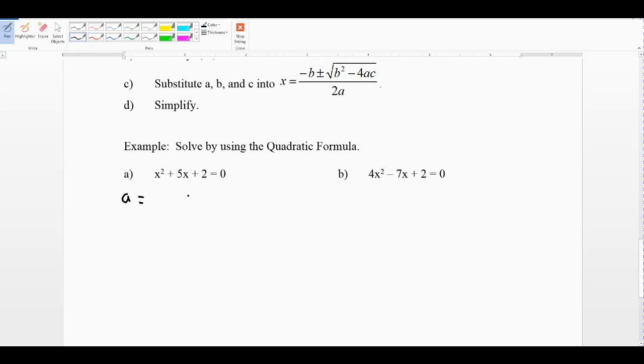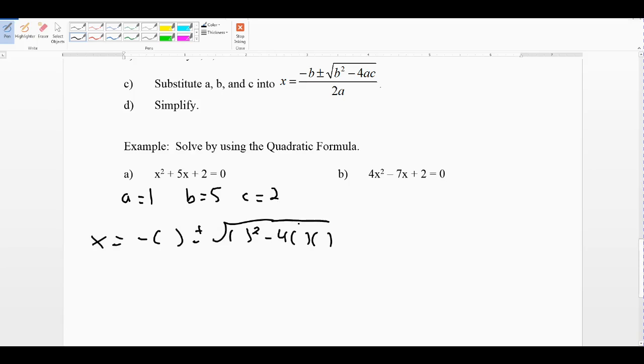What we need to do first is determine what A, B, and C are. A is in front of the x squared, so that's a 1. B is 5, and C is 2. So I'm using the quadratic formula. And watch how I do this. And you will be using this quite a bit, especially when it comes to finding zeros of polynomials in your college algebra class.